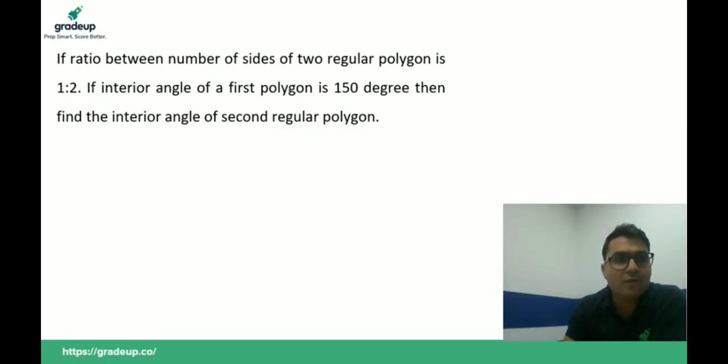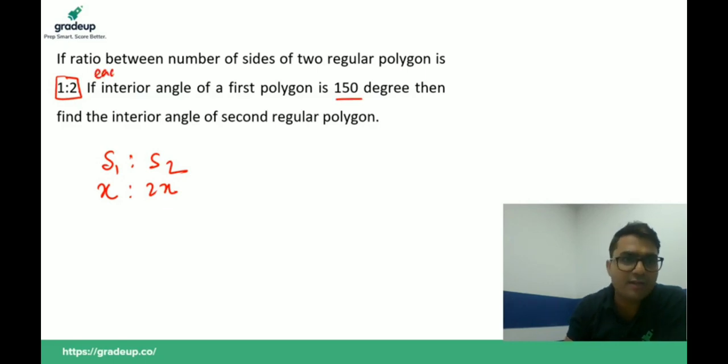Okay, listen carefully. If the ratio of the number of sides of two regular polygons is 1:2, let the number of sides of the first polygon be x and the number of sides of the second polygon be 2x. If each interior angle of the first polygon is 150 degrees, then find the interior angle of the second polygon.